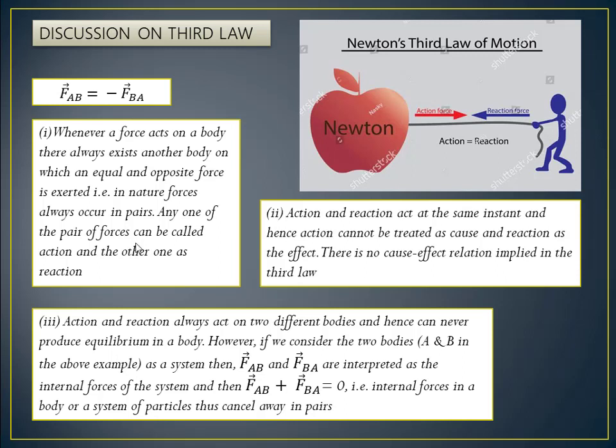And the third one is that action and reaction always act on two different bodies and hence can never produce equilibrium in a body. However, if we consider the two bodies as a system, then these two forces are interpreted as the internal forces of the system, and then we could write F_AB plus F_BA is equal to 0. That is, you can say internal forces in a body or a system of particles cancel away in pairs.